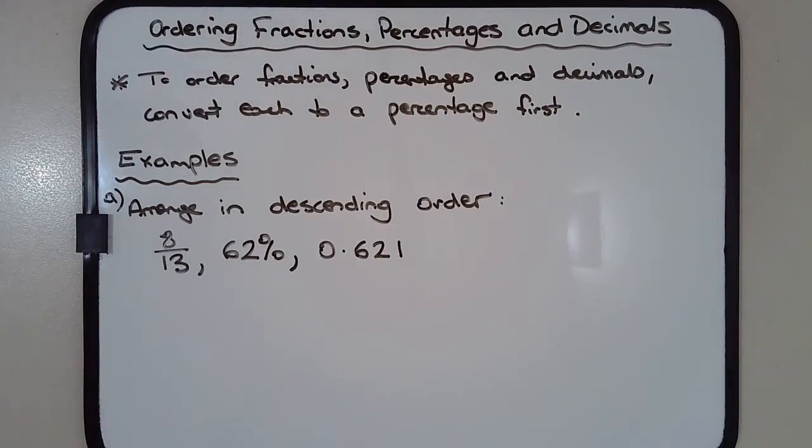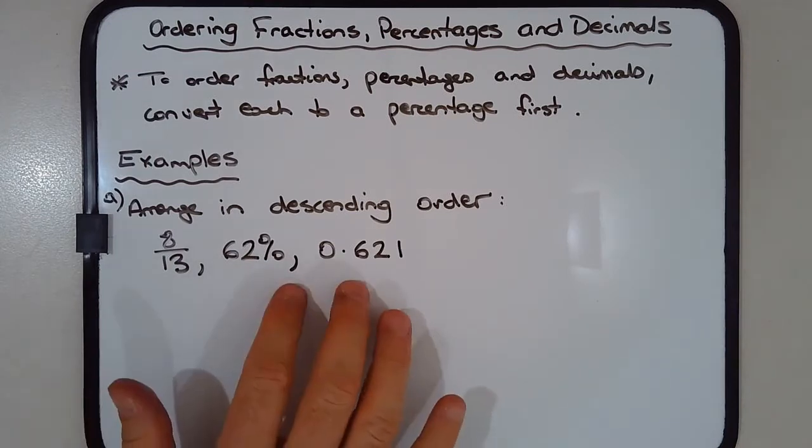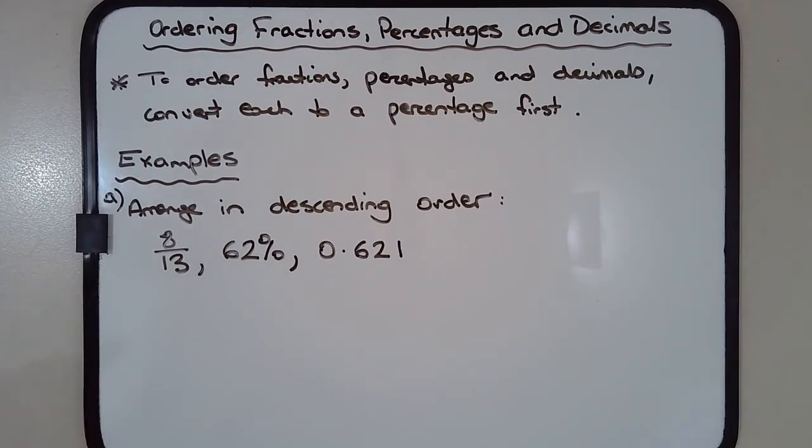Percentages can be used to help order numbers or to compare two numbers together, especially if they involve fractions and decimals. Let's have a look at an example. I'm going to arrange these three numbers in descending order. Now, descending order means from largest to smallest. The opposite of descending is ascending.